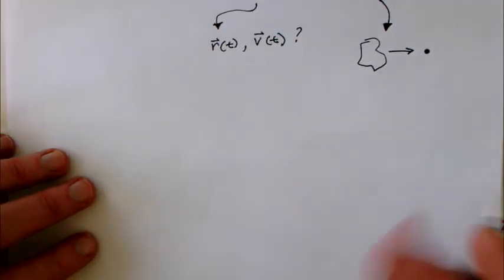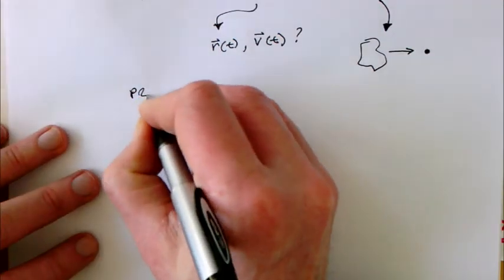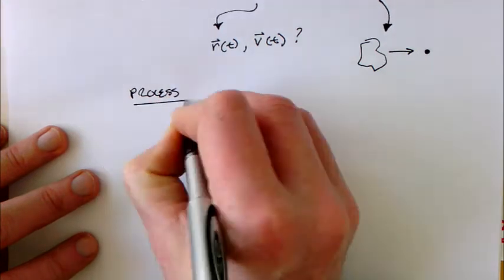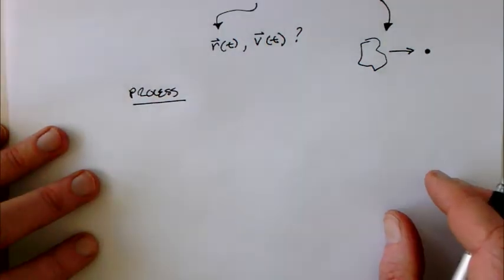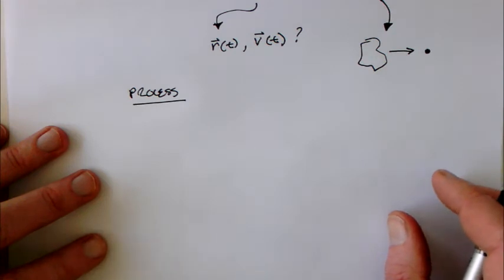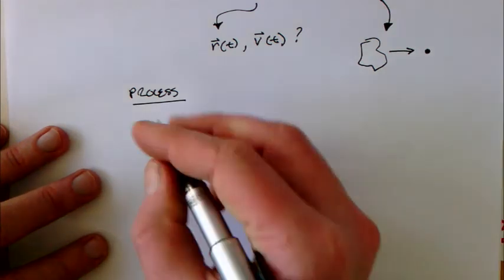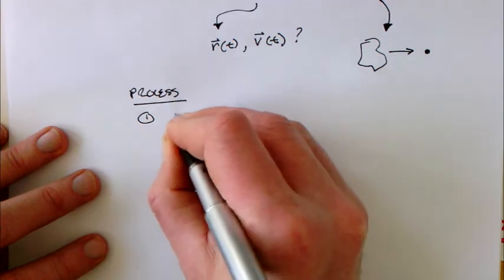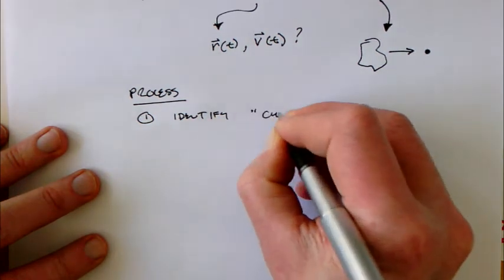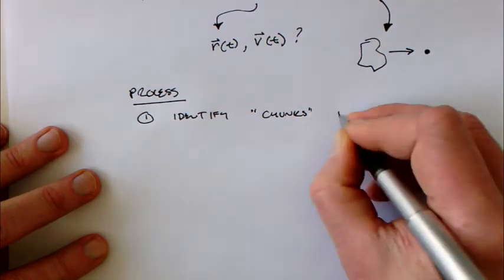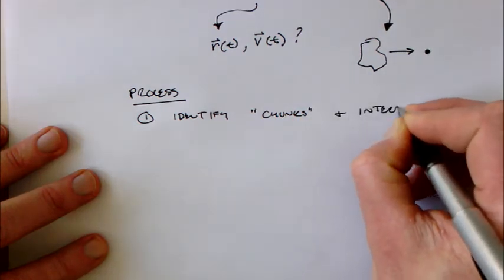Let me outline what the general process is that we're going to exploit in doing that, and it's the process that you are pretty familiar with already from ModSim, I expect. The first thing that we need to do is identify the chunks and the interactions.